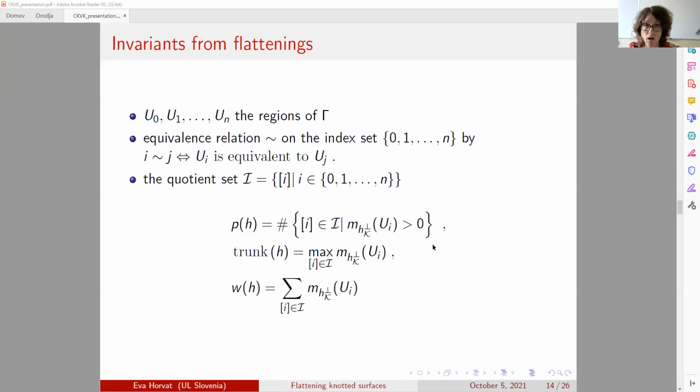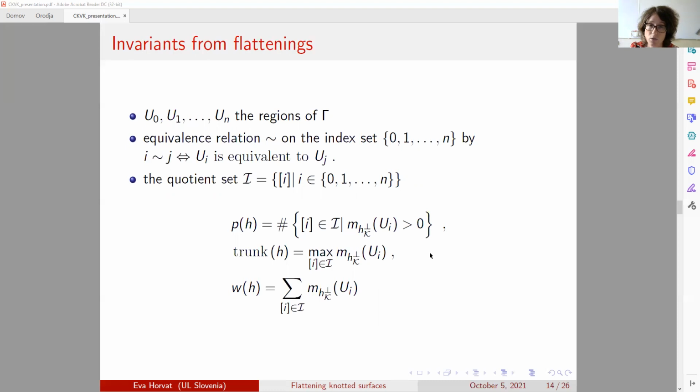Now we just take our marked graph diagram and denote by U0 to UN its regions. And then the equivalence relation on the set of regions induces an equivalence relation on the index set from 0 to n. And we denote by I the quotient set by this equivalence relation. So we count everything modulo this equivalence. Now we may define three numbers.